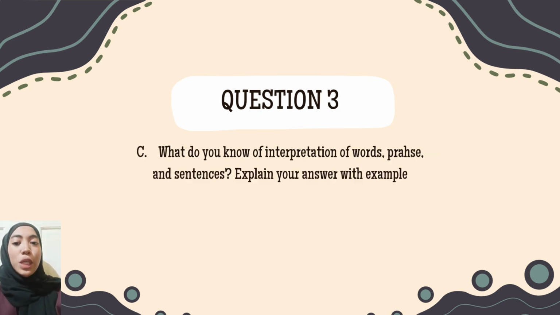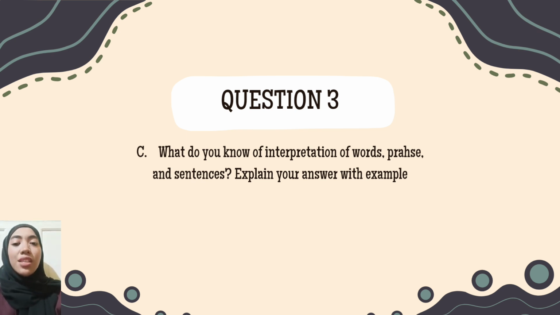What do you know of interpretation of words, phrases, and sentences? Explain your answer with the example. Interpretation in language involves assigning meaning to words, phrases, and sentences to ensure clarity. This process is essential because language often carries implied meanings, and many aspects influence the interpretation process. Ambiguity occurs when an expression has more than one meaning, requiring context-based understanding. There are two types of ambiguity.